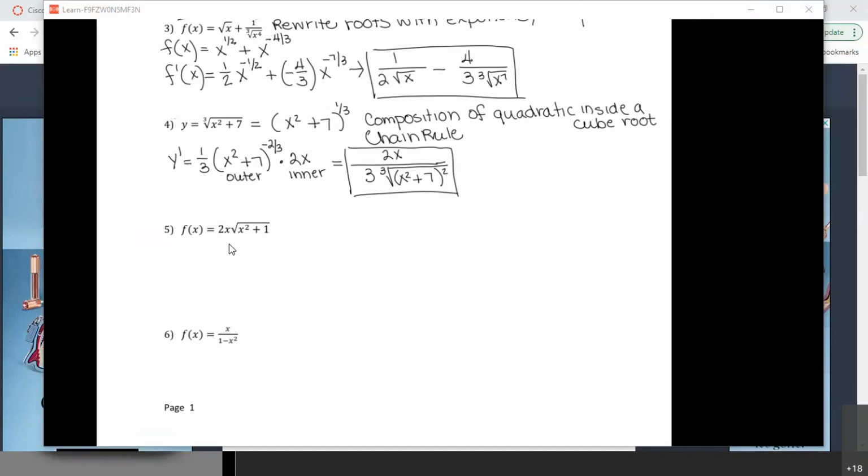So what I'm asking you is, if you were to do this problem, what is the overall shape of the function? How would you start? Is it a quotient? Is it a composition? Is it a product? What is it?